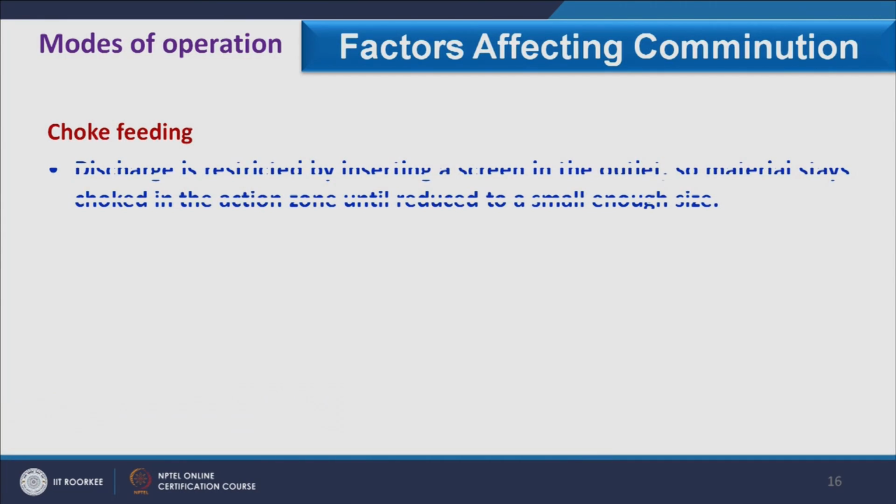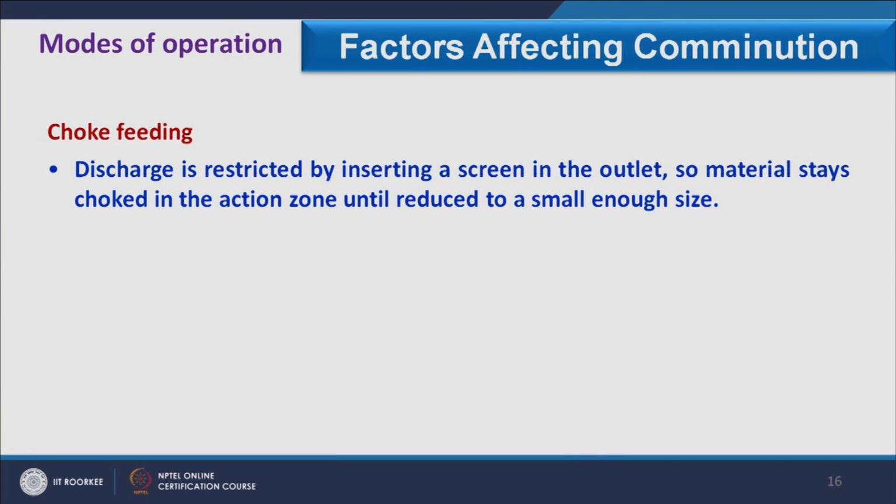Third operation we have is the choke feeding. Now, what happens in this choke feeding? It also operates under open circuit, but what happens? Discharge is restricted by inserting a screen in the outlet. So, material stays choked in the action zone until reduced to a small enough size.